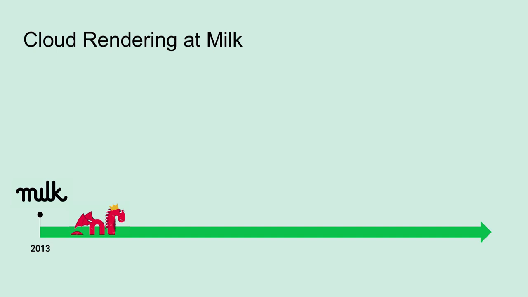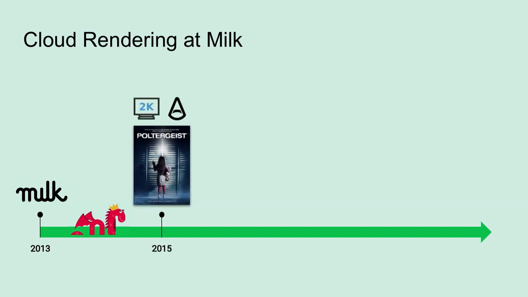So using the same technology that we would later use with external cloud providers, it enabled us to test all the technologies. And when we were confident that it was working, we actually started to put cloud rendering into production. Our first real project was Poltergeist, with 2K renders rendered in Arnold back in 2015.